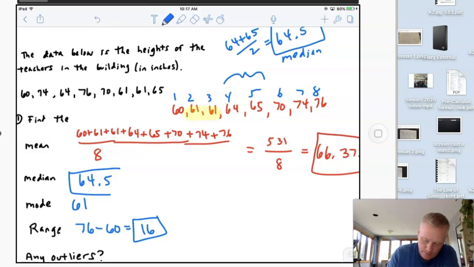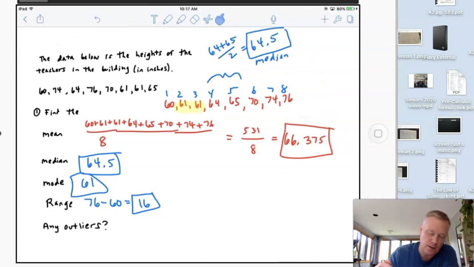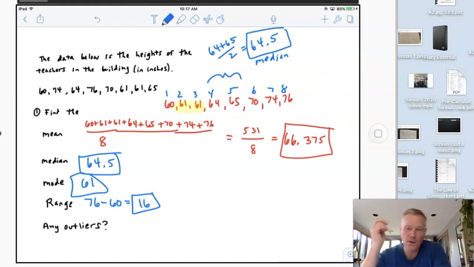Which is 16. And the last thing is asking about outliers, so a number that's statistically different from the rest. These are in inches, right? Which means this is the height. So if I took 6 feet, 12 inches in a foot times 6 feet is 72 inches.